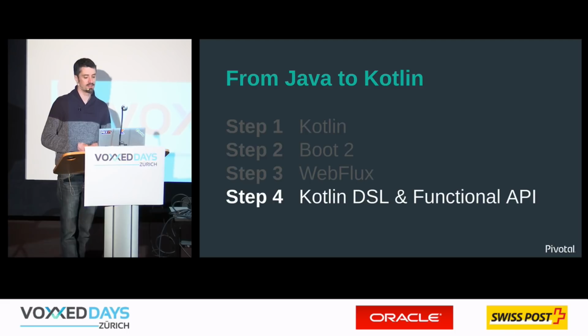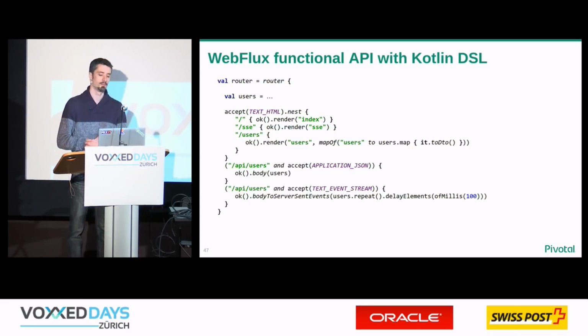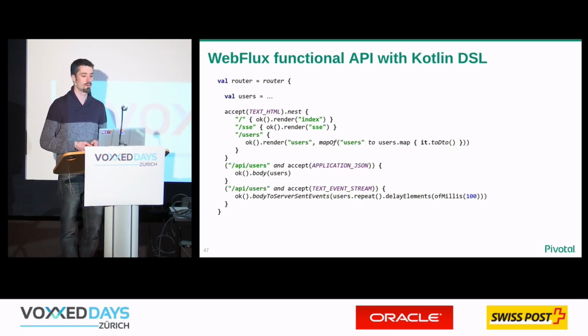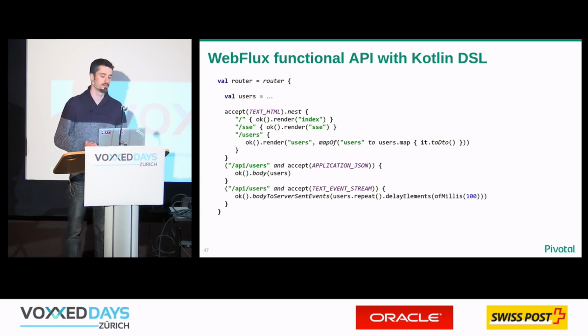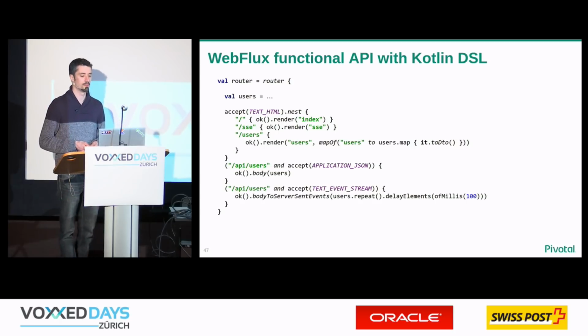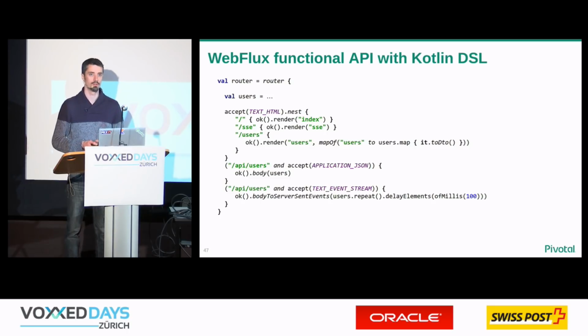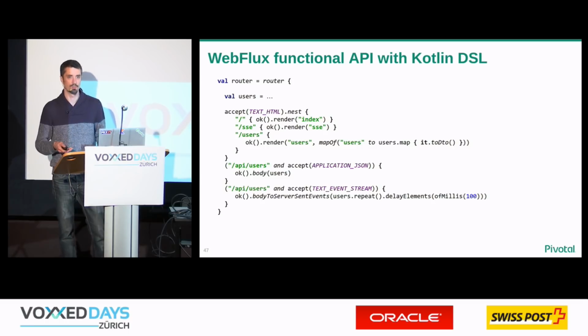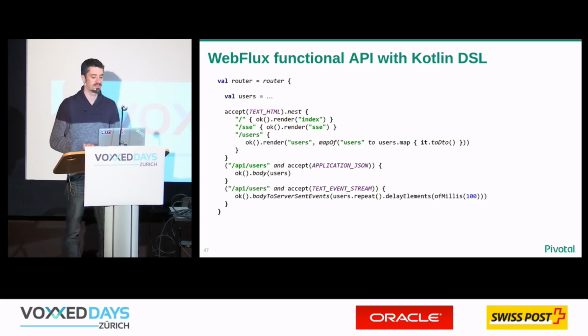And now we are going to see Kotlin DSL and functional APIs. This is the WebFlux functional API with Kotlin DSL. So WebFlux provides, in addition to the annotation-based programming model, a functional API that is similar to what you have in other technologies and frameworks. That's a lambda-based programming model, which allows you to write your routes not with the @RequestMapping annotation like usually, but using a kind of DSL. That's available in Java, but it's quite verbose. With Kotlin, we have a way to write a nice syntax like that.